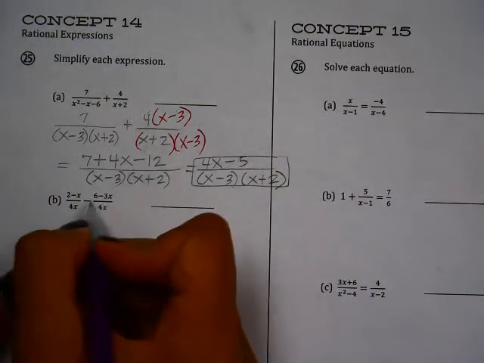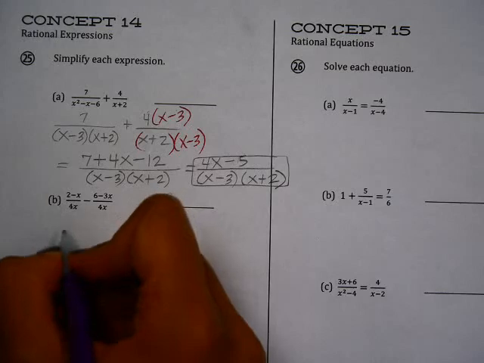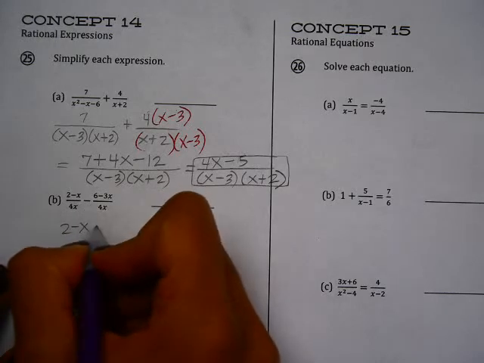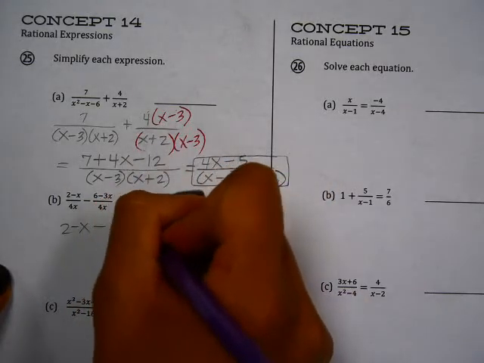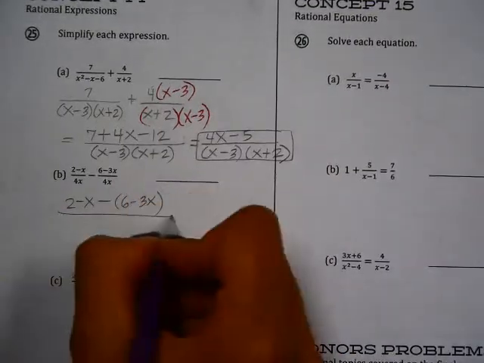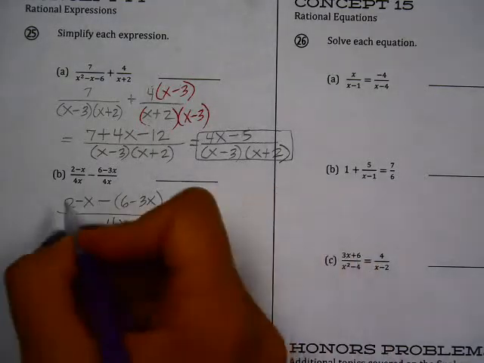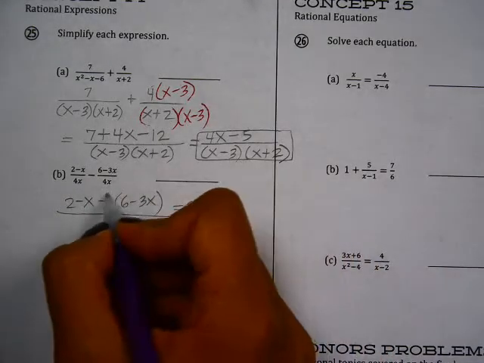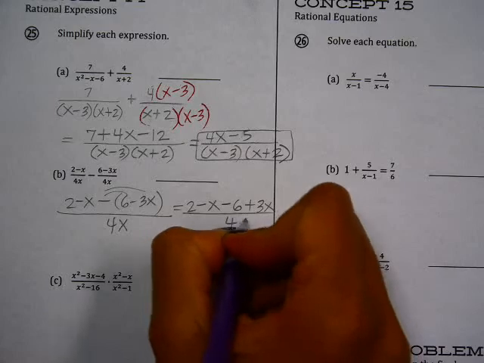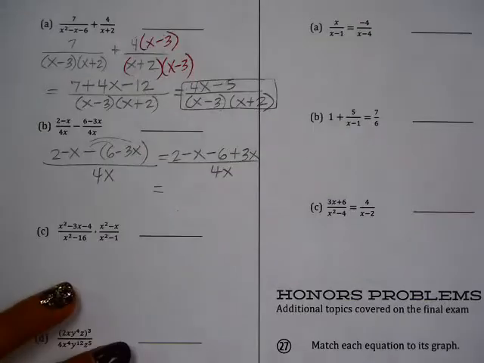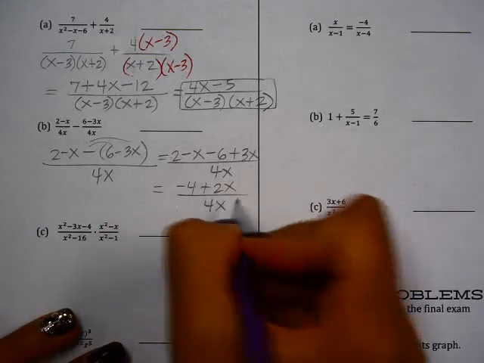On part B, we already have a common denominator, and we're subtracting these fractions. So 2 minus x minus the entire quantity 6 minus 3x is being subtracted. So I'm going to put it in parentheses. And again, we already have a common denominator, so that denominator is the denominator of our answer. We need to simplify though, so in this case 2 minus x, this needs to get distributed, so it'll be minus 6 and positive 3x. And then simplifying the numerator, this would be negative 4 plus 2x over 4x.